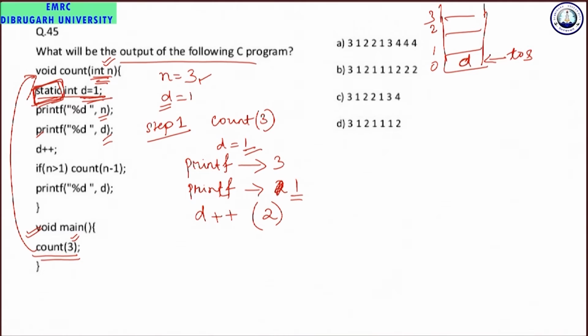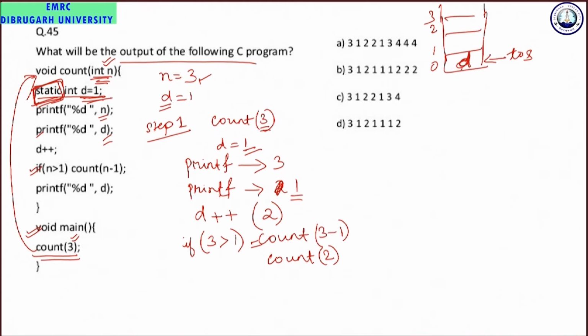So, we have to push the d here, then only we can go to this step. Okay. So, what is your n? N is 3 here, n is equal to 3. So, n, 3, is greater than 1. So, count is 3 minus 1, so count is 2. Okay. So, before jumping to this count we need to push d here.